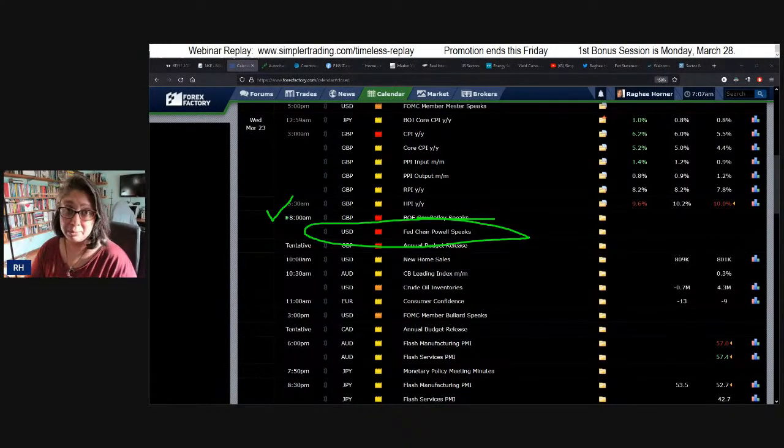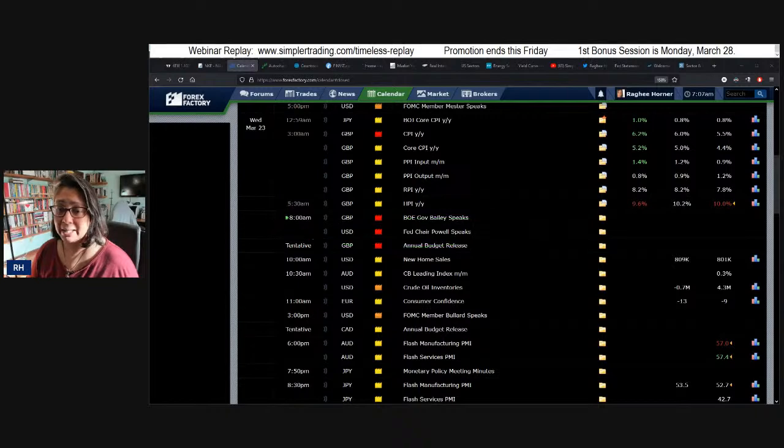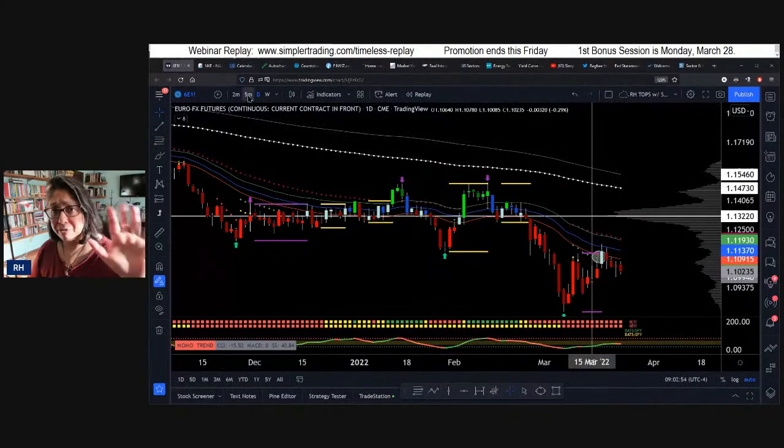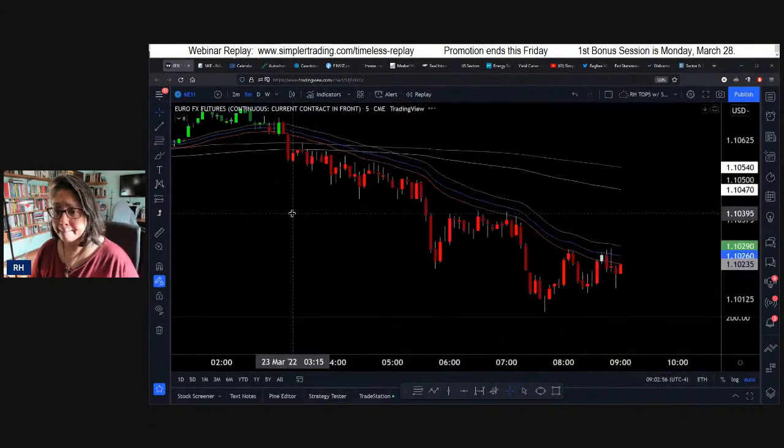And that is going to move the market, not just the equity markets. It's going to move bonds. It's going to move dollar. It's going to move euro, right? So we want to keep an eye on that. And of course, let's take a look at what has happened in the aftermath. We're going to go to a 5-minute time frame.